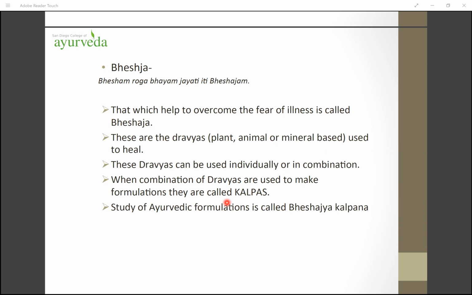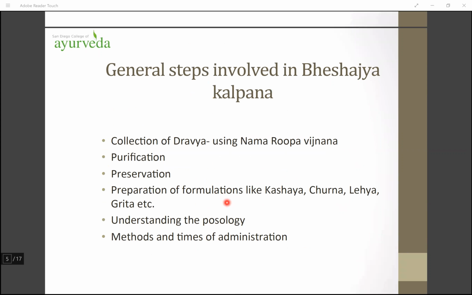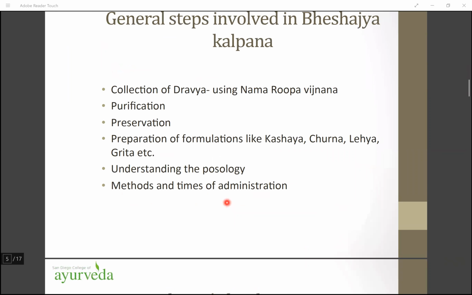So these are the two different kinds of medicines that you can give. One where there's a combination and the other one where you're using just one herb and you're giving that as a medicine. So studying these Ayurvedic formulations, studying these Ayurvedic Bheshajas is called Bheshajya Kalpana, where Bheshaja means medicine and Kalpana are the different kinds of formulations that are used. Right? Now, what are the general steps that are involved in Bheshajya Kalpana?